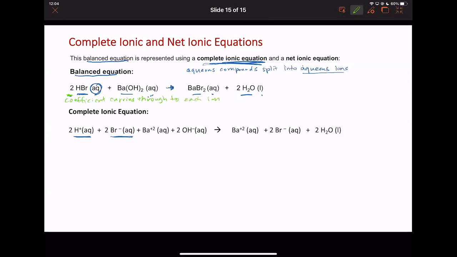So both ions, when this breaks apart into the hydrogen ion and the bromide ion, that means that you have two of each of them. That's what the coefficient has to carry through when you break apart the compound into the ions. So the next compound is this BaOH2.